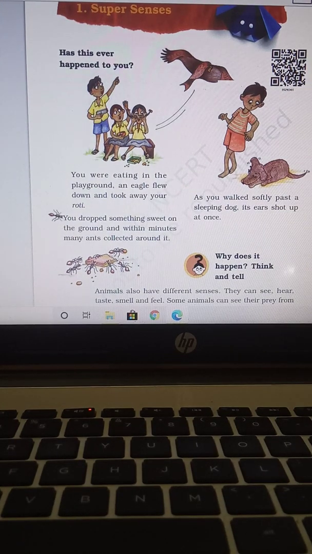Okay, now tell me, how many senses do you have and what are they? The sense organs that we have are ears, eyes, mouth, nose, and skin. With the help of ears you can hear, with the help of eyes you can see, with the help of mouth you can taste, with the help of nose you can smell, and with the help of your skin you can feel, right? And they are all our sense organs.